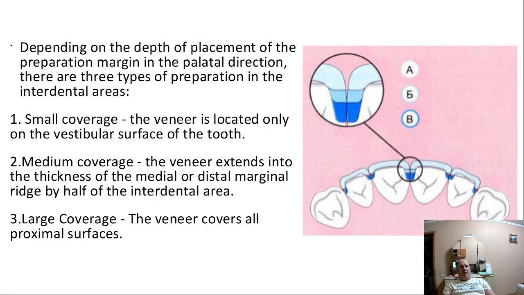Depending on depth of placement of the preparation margin in the palatal direction, there are three types of preparation in the interdental areas, A, B, and C. Small coverage, the veneer is located on the vestibular surface of the tooth. Medial coverage, the veneer extends into the thickness of the medial and distal marginal ridge by half of the interdental area. And large coverage, the veneer covers all approximal surfaces.